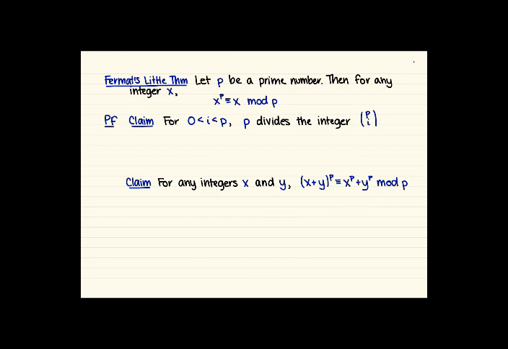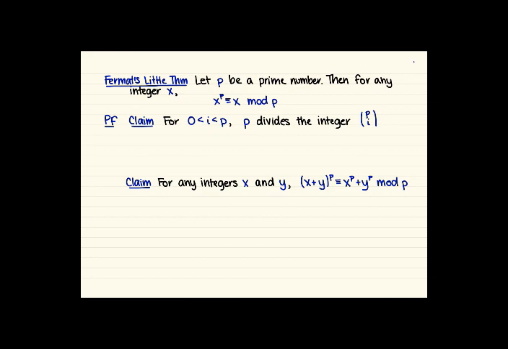The statement of Fermat's little theorem is: let p be a prime number, then for any integer x, x to the p is congruent to x mod p. So any integer raised to the pth power, we just get that base back again. To prove this theorem, we first need to prove this claim that for i between 0 and p, not including 0 and p, p divides the integer p choose i.